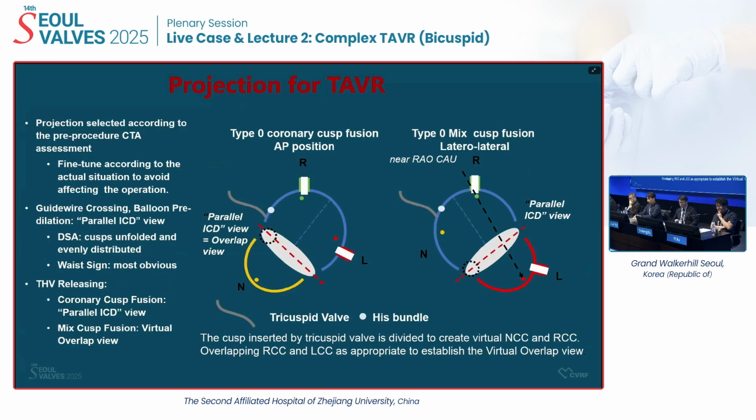So what's the strategy and the projection for this patient? In our center, Professor Wang developed the Hangzhou solution, which also includes the projection for this patient. We usually insert the catheter through the valve to create a virtual NCC and RCC overlap, just like a tricuspid valve. For this patient, we use the RAO and CAU, the catheter-level view with the coplanar view in the same projection.